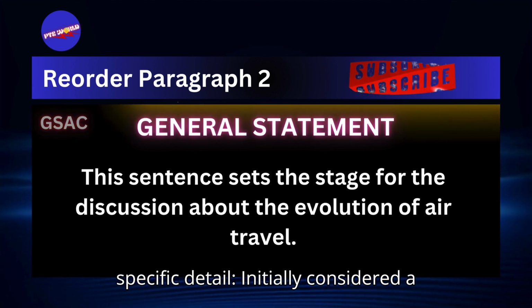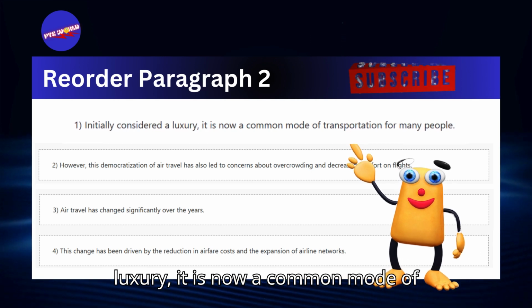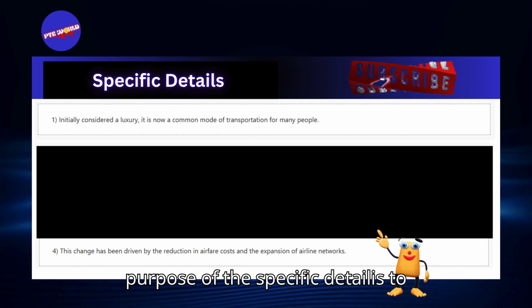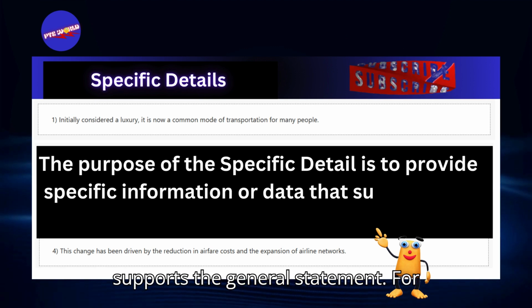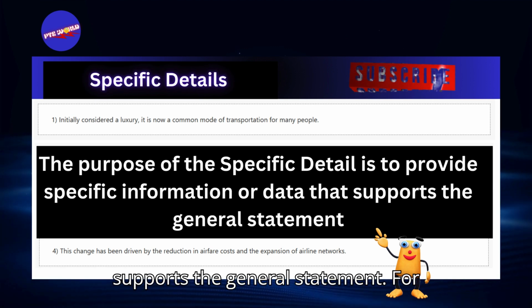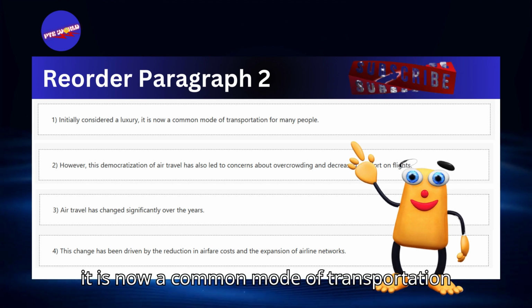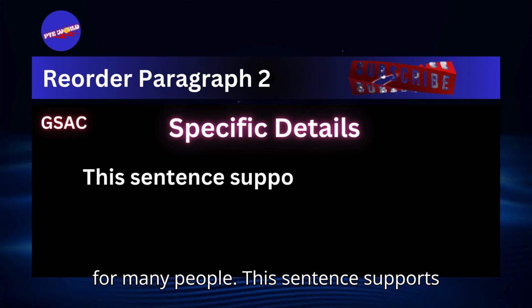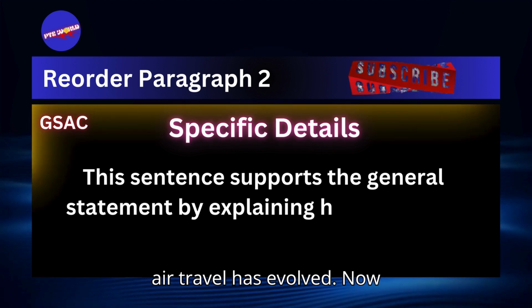Next, we have the specific detail. Initially considered a luxury, it is now a common mode of transportation for many people. The purpose of the specific detail is to provide specific information or data that supports the general statement. For example, initially considered a luxury, it is now a common mode of transportation for many people. This sentence supports the general statement by explaining how air travel has evolved.